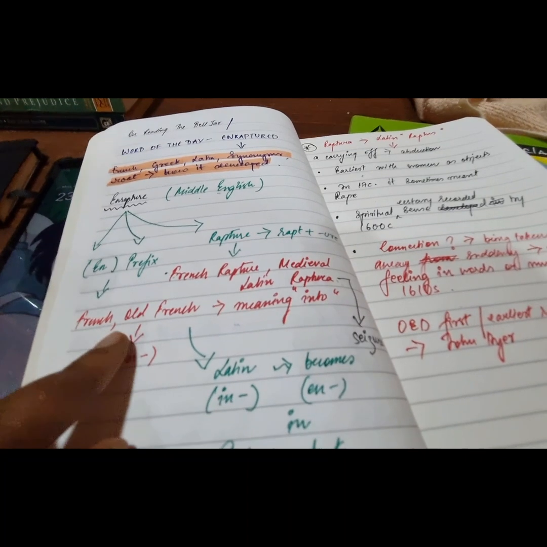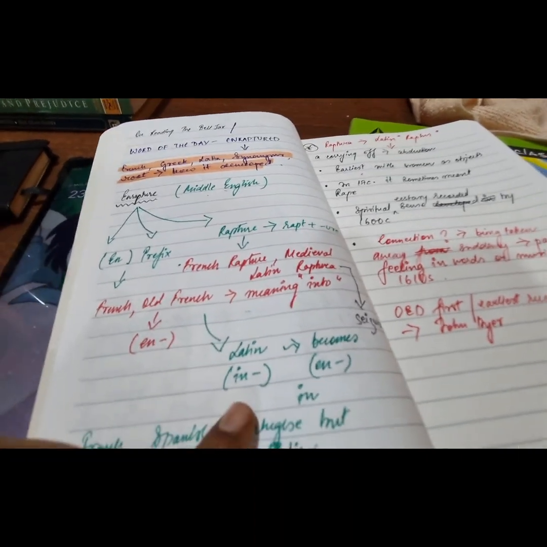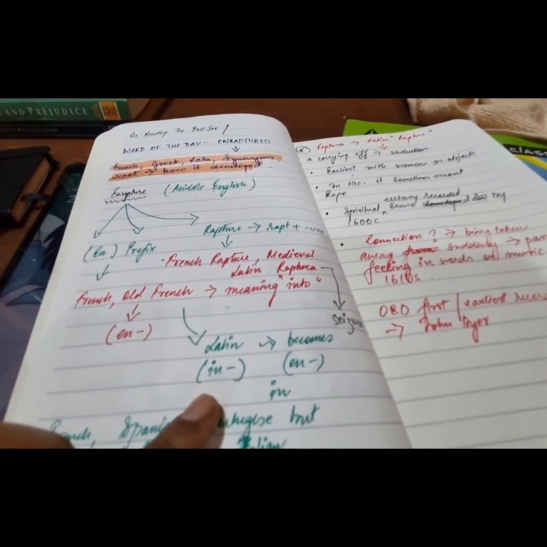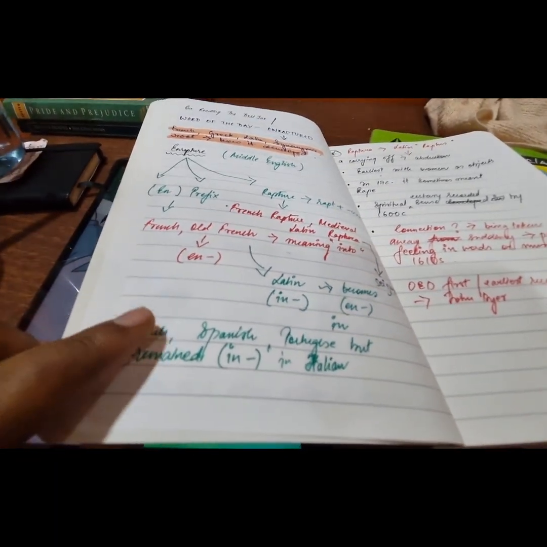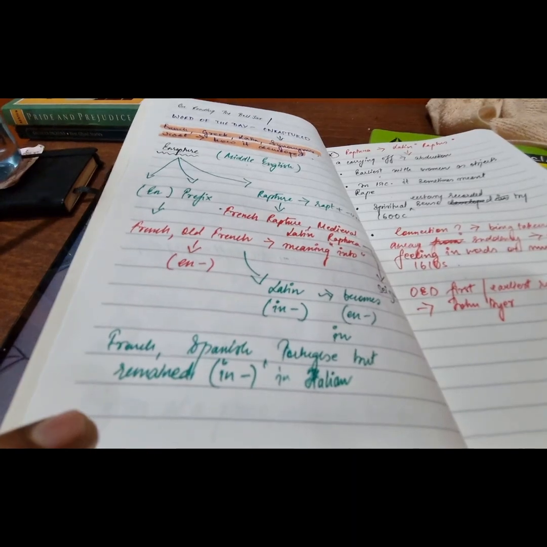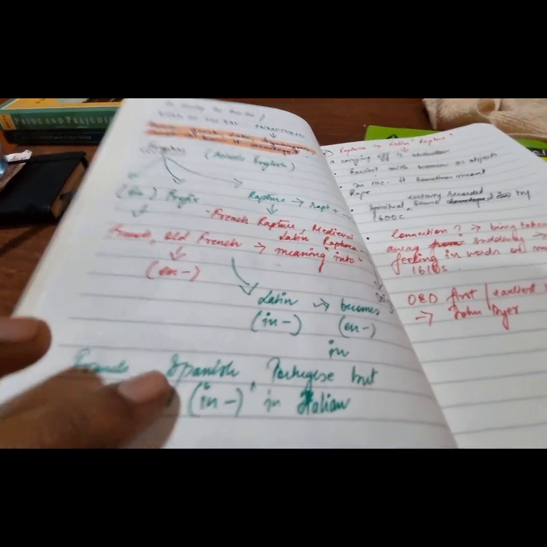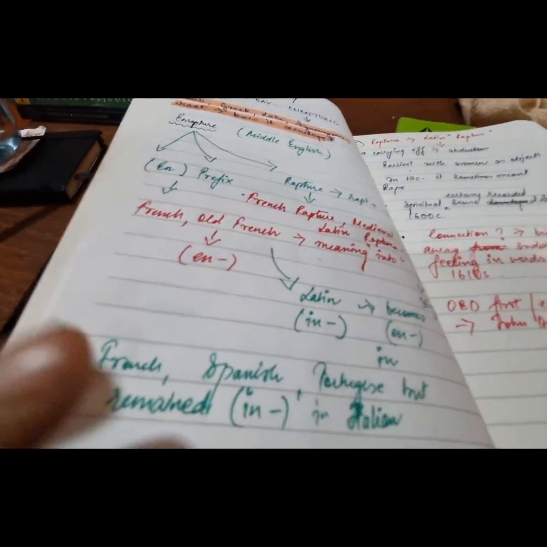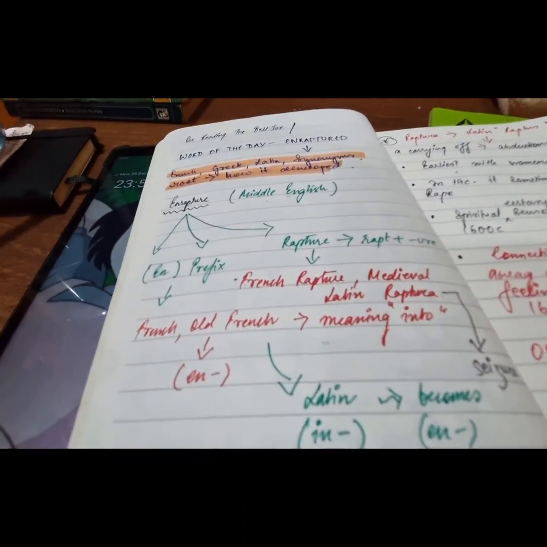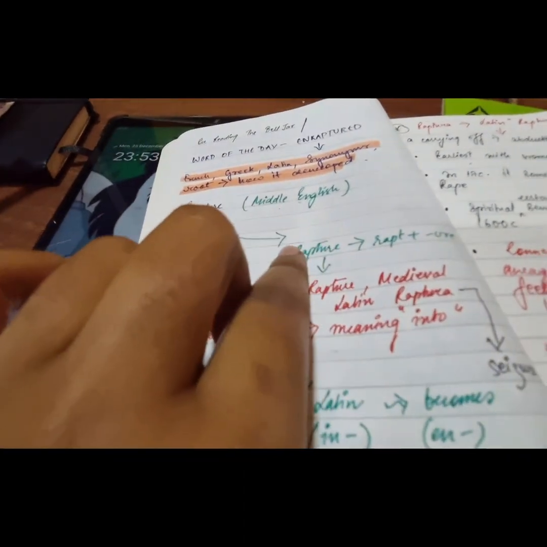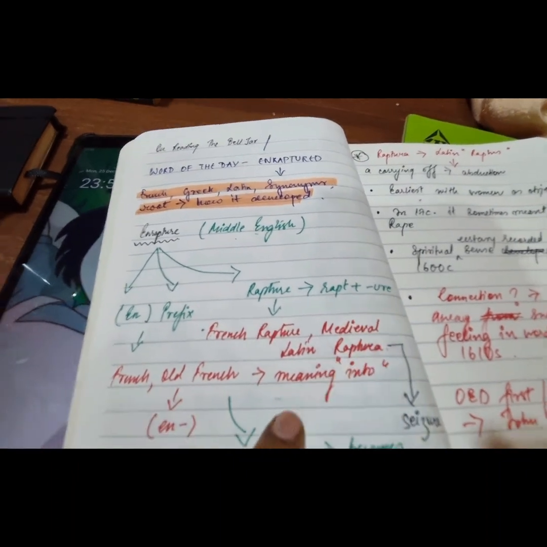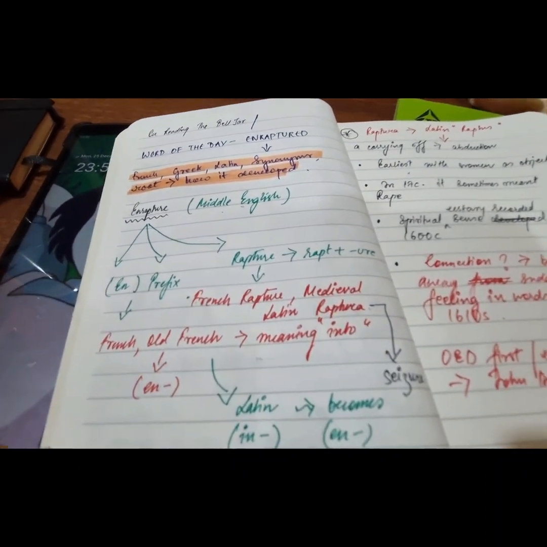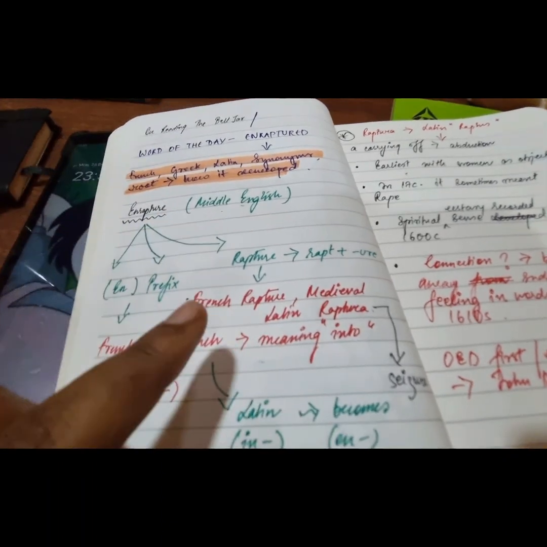And this French and Old French prefix actually comes from Latin in, which means in, and it becomes en when we are talking about languages like French, Spanish, Portuguese, but it remained in in Italian only. So in Italian it's not changing, but here it's changing. Now coming to rapture, we have something called rapt plus ure, but we have rapt and ure.